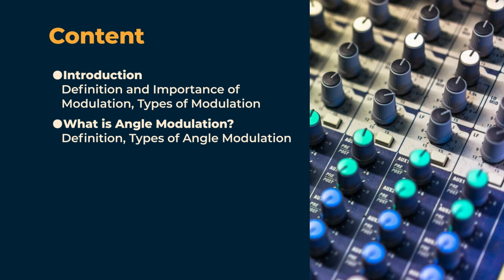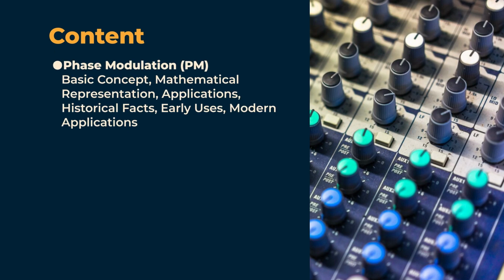After completing the introduction to angle modulation, we will next go to phase modulation, which will be covered first. It is commonly abbreviated as PM. Here, we are going to explore the basic concepts, explaining how phase modulation works with the phase of the carrier varying according to the amplitude of the input signal. Then, we will have a look at the mathematical representation, the basic mathematical formula used for phase modulation.